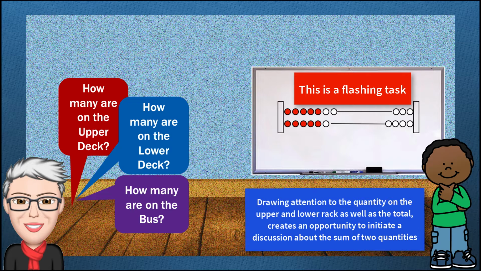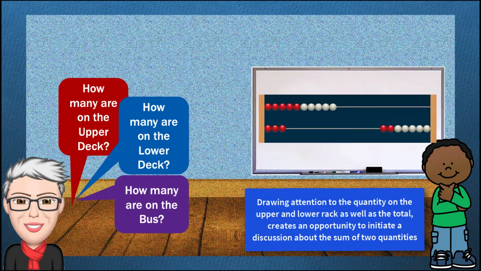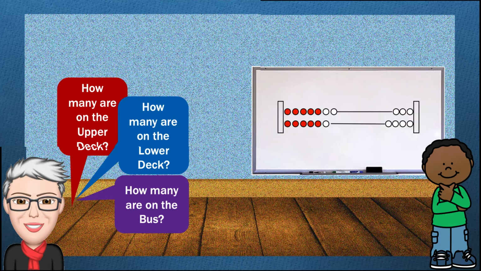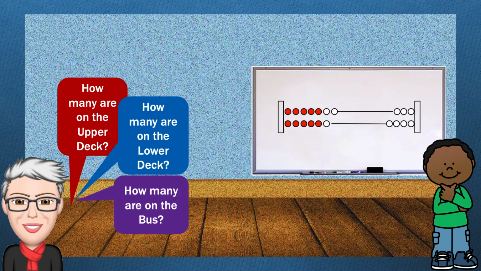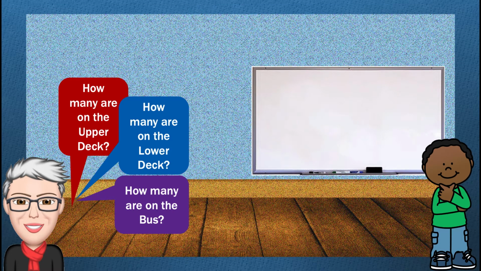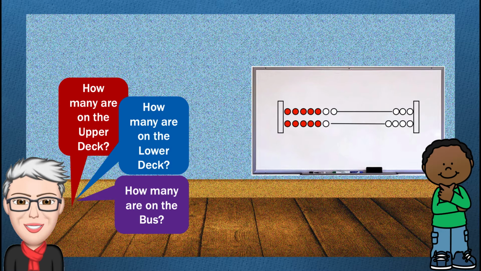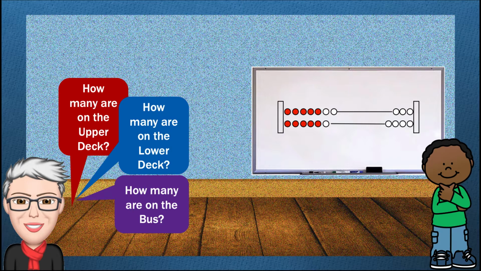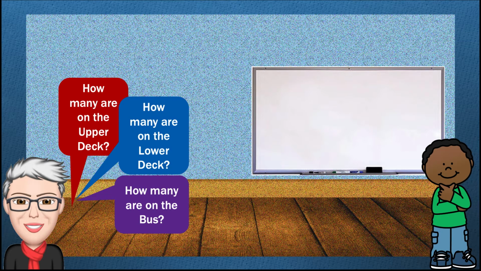In addition, by using 10 on one deck of the bus with a single-digit quantity on the other deck, children begin to develop the relationship between a single-digit number and the corresponding teen number. In this example, the teacher flashes the configuration shown here using the typical approach of flashing the image up to 3 times. The children's task is to say how many people are on the upper deck of the bus, how many people are on the lower deck of the bus, how many people are on the bus in total, and to explain how they figured it out. The image is left off as the discussion begins.